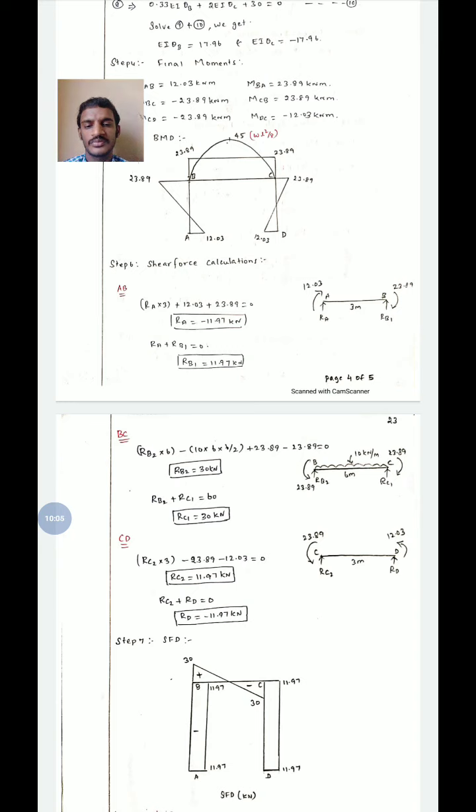For the CD portion, RC2 is 11.97 in the positive direction, therefore from C point it is drawn in the upward direction. From C to D there is no load acting, therefore it is drawn as a direct line. At D there is a reaction of minus 11.97 kilonewton. Adding 11.97 and minus 11.97 we will get 0, connecting at the D point.